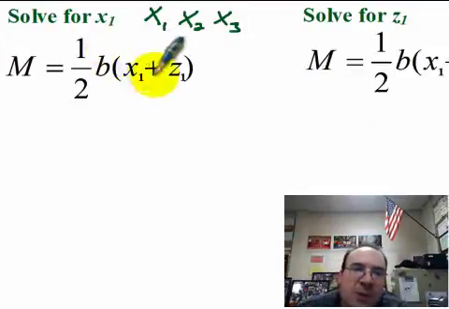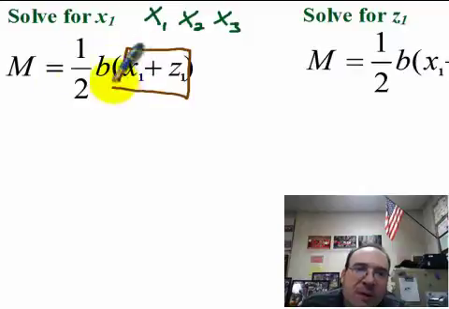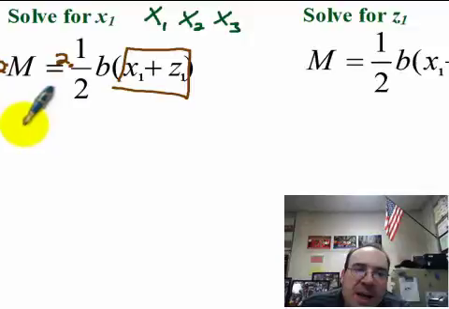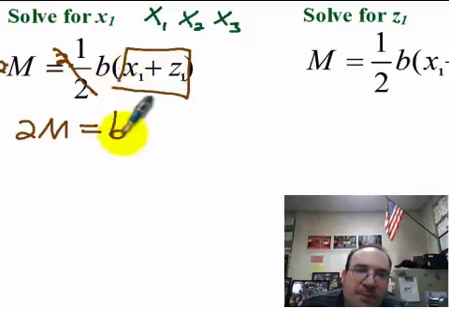So, first thing I want to do, I want to solve for x1. And these two things are grouped together pretty tightly. So first I'm going to get rid of this, so that the parentheses can go away. So to get rid of this, I have to multiply both sides by 2. So I end up with 2m equals, and those cancel, I get just 1b.